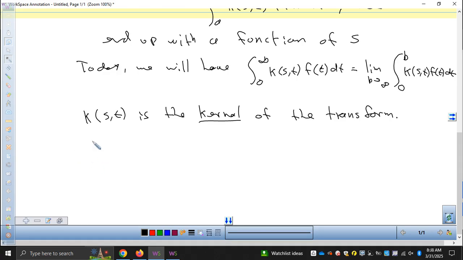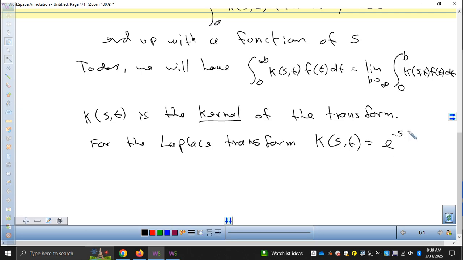For the Laplace transform, k of s t equals e to the minus s t. That's the kernel of our transform. All right, so let's define the Laplace transform. We've kind of danced around it here, introduced the idea. So our definition.